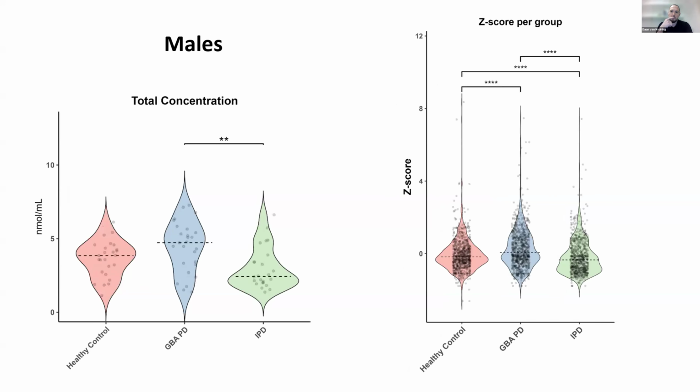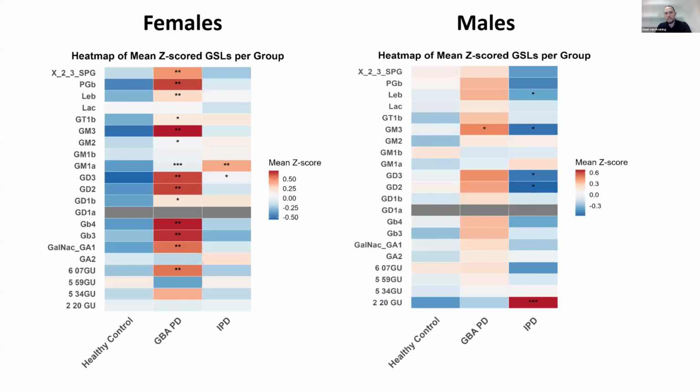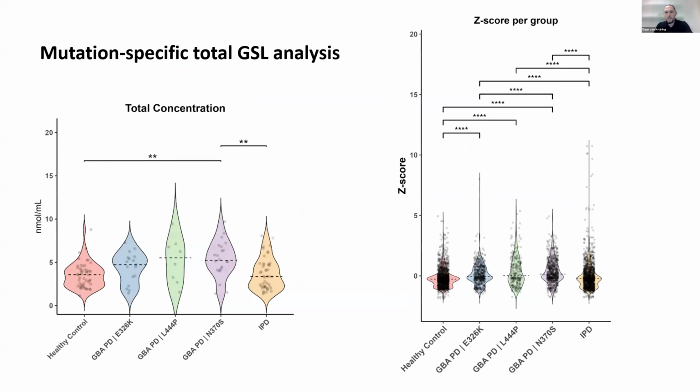When we look at the males, however, if we look at the individual levels, we also see an increase, be it milder, of total GSL levels. But here we see a slight decrease in IPD. So that's quite the opposite effect and quite a strong gender effect again. So we see that most of the GSLs are upregulated in females in GBA-PD, not so much individually in the males. Together they are, but there's a downregulation then in the males as in IPD.